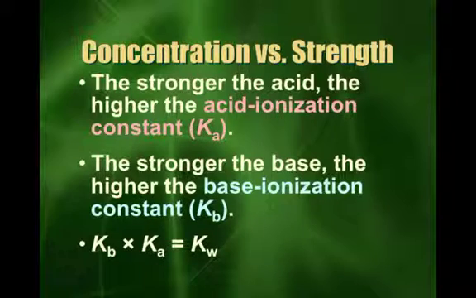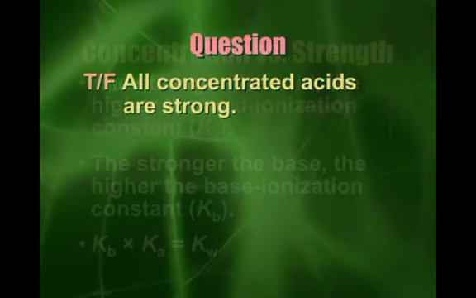All right, here's a generic formula that you do need to know. The acid ionization constant, K sub A, times the base ionization constant, K sub B, is equal to K sub W. And we all know what K sub W is. That's the ionization constant of water. So that's another place that this comes into play.